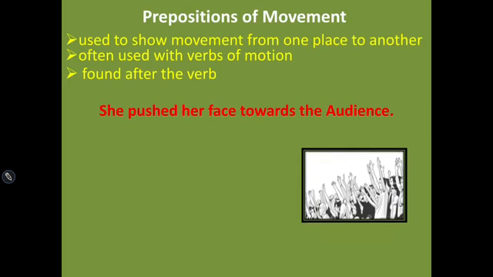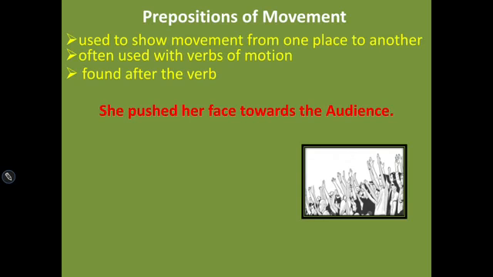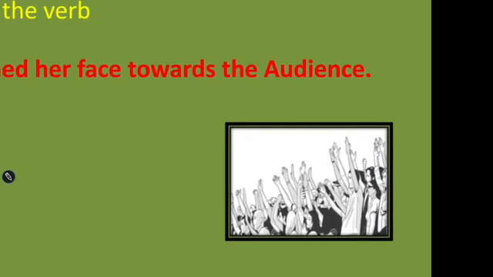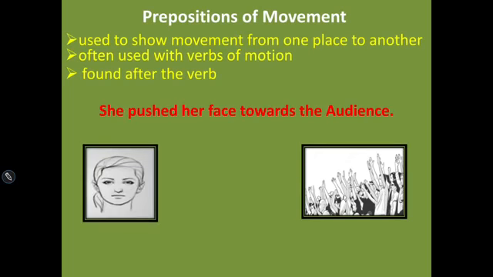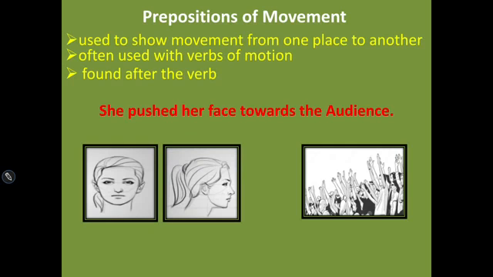Let's understand it with a picture. Here is the audience and a girl. Do you see that the girl is not facing the audience? What will she have to do if she wants to have a look at the audience? She will have to turn her face. So the girl pushed her face towards the audience. This is a change of position of the face. The girl's face is lifted to have a look at the audience.